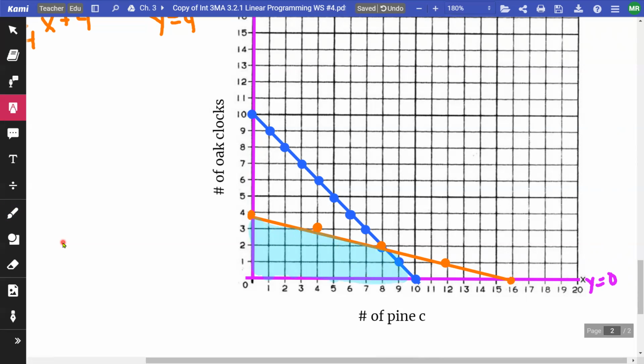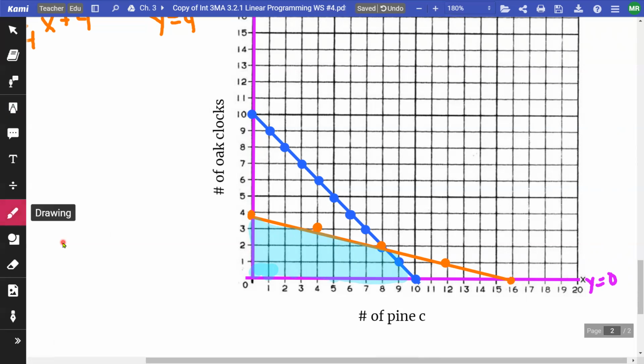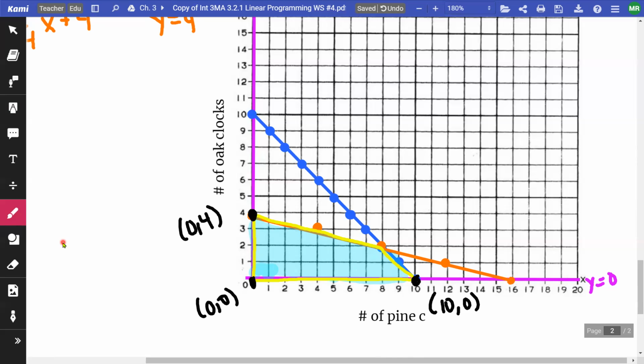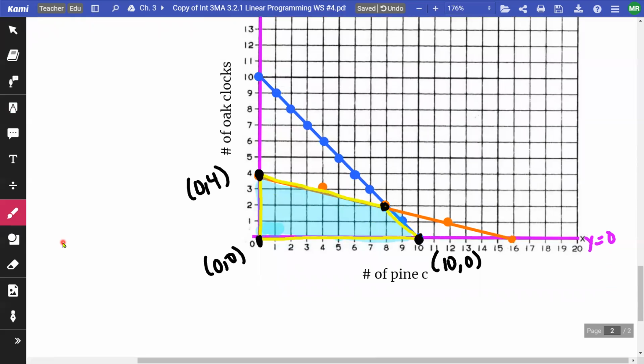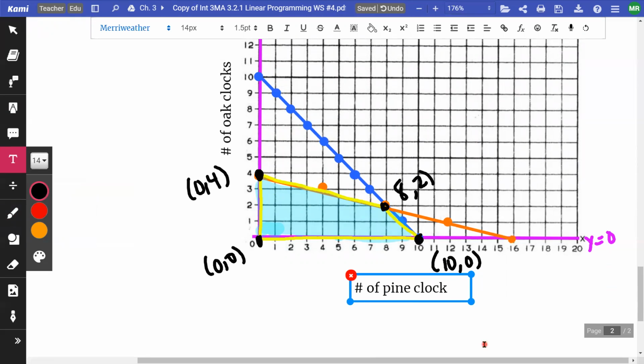And so when we're looking at this, let me just kind of draw it in yellow. So if I was following this, I have basically a quadrilateral. So I'm going to have 4 different vertices. This one here is 0, 4. This one here is 0, 0. This one here is 10, 0. And this one here is 8, 2. I think I erased my time clocks. Okay.